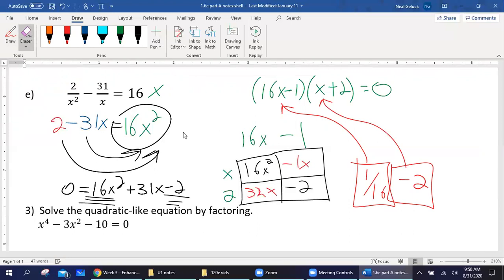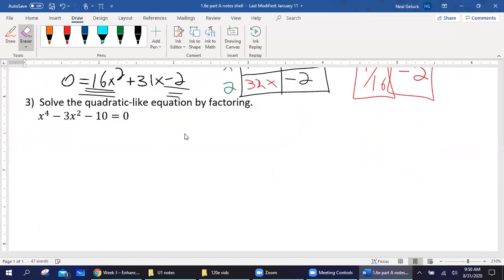Number 3 is a different type of problem. It is a quadratic-like equation. It's not a quadratic because quadratics only have x squared for their highest power. This has an x to the fourth. But the pattern of this problem is very similar to a quadratic. So here's what I mean. This is still going to be factorable. It's just going to look a little different.